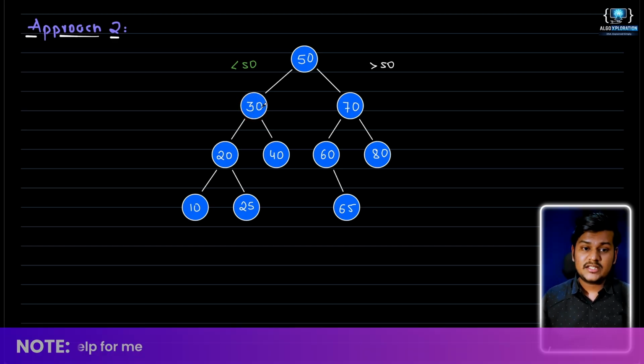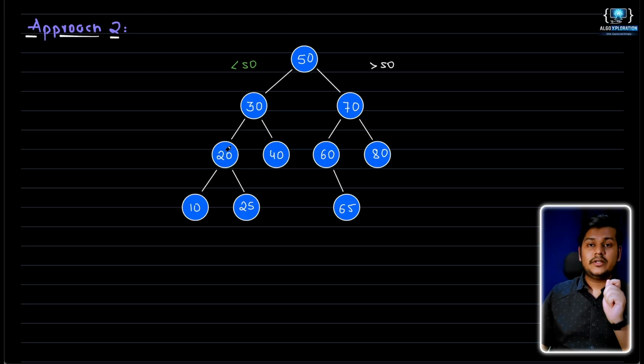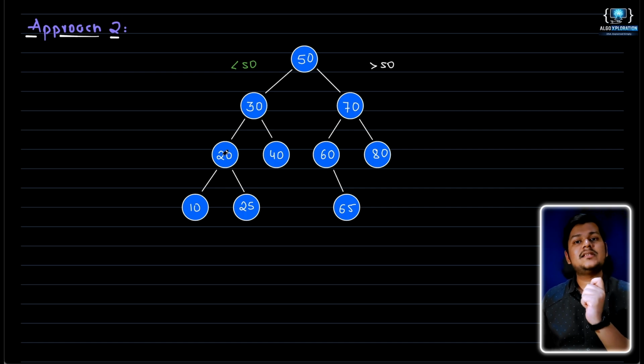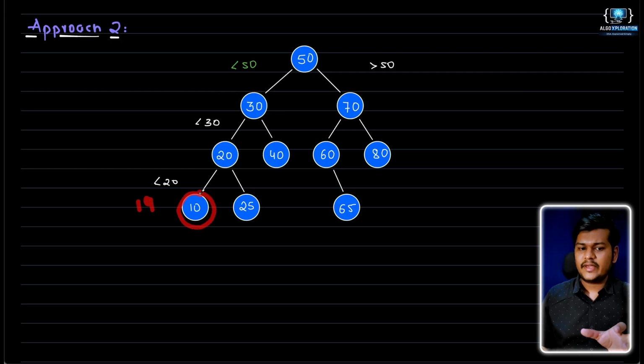Now this thing I have to apply for each and every node. If I'm standing over here, see, this value should be lesser than 30. Similarly, this value should be lesser than 20. That means the starting point can be anything, but the ending should be 19 for this. Over here we can say that it is 10. So the condition is getting satisfied. Now, what about this value?